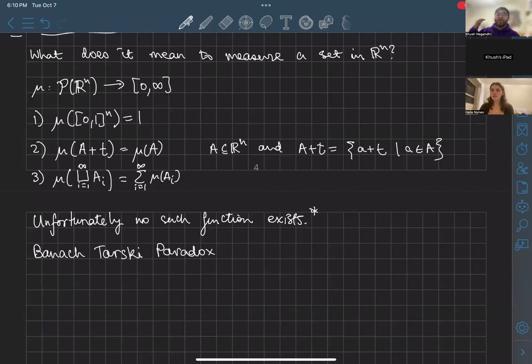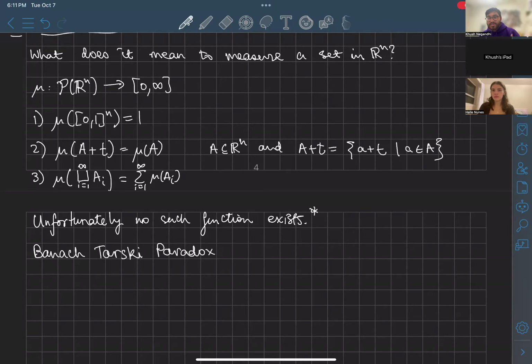In fact, it violated it so badly that it didn't even require us to go up to a countable disjoint union. It broke it in a finite disjoint union. And the other issue is that we allowed translational invariance. So now we have to reevaluate. We could either get rid of translational invariance and the disjoint union property, or we could say that not every set can be measured in this way.